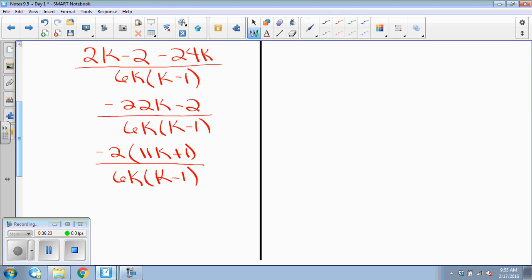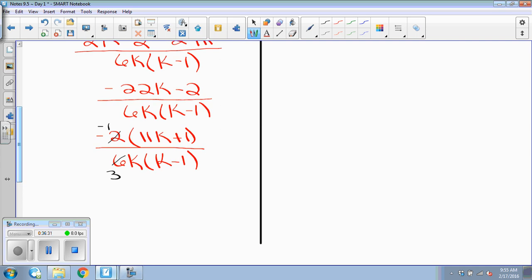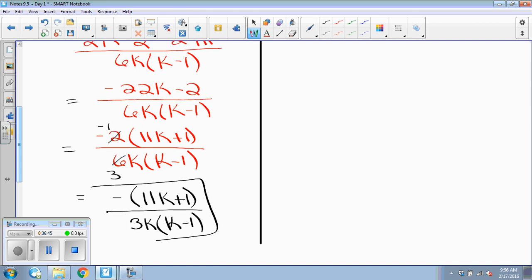So 2 and 6, we can divide them both by 2. So you have negative 1 and 3. So all I have to do is write my final answer now. Okay? So that equals negative 11K plus 1 over 3K times K minus 1. And so if you had negative 11K minus 1 over that, that's correct also.